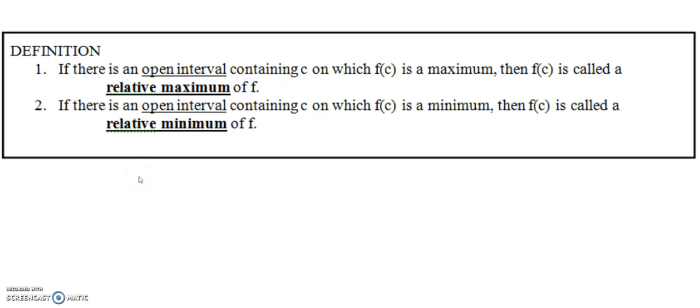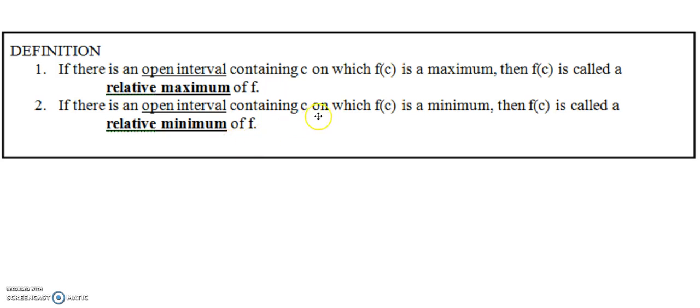Another definition, this is already on your page or on your packet. So if there is an open interval containing some point c on which f of c is a maximum, then f of c is called a relative maximum of f. So the difference here is that we're specifically talking about an open interval. Okay, so with an absolute extrema, we were talking about a closed interval. Now we're talking about an open interval.